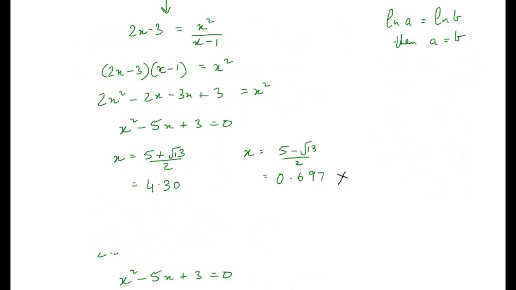And so our answer is x is equal to 5 plus root 13 by 2. This is the exact form. They may ask you to give the answer to 2 decimal places or 3 significant figures. Just follow the instructions.